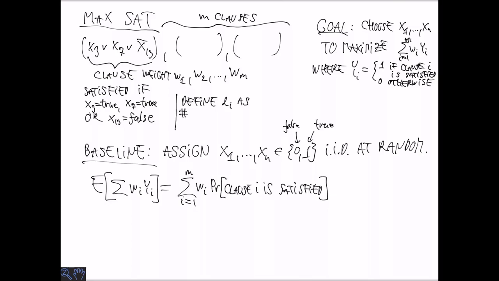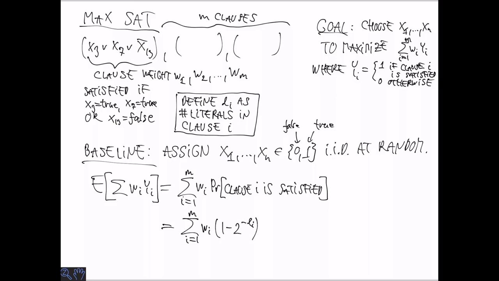So now this probability depends on the length of a clause, so the number of literals in a clause. So let's define li as the number of literals in clause i. Then it's easy to see that we have li chances of satisfying clause i, and each of them succeeds with probability 1/2. So the probability of not satisfying is 2 to the minus li. So the probability of satisfying is 1 minus that. So the expectation is exactly the sum of wi times 1 minus 2 to the minus li. And since li is at least 1, this is at least half times the sum of the weights. And since the sum of the weights is an upper bound on opt, we have a half approximation.